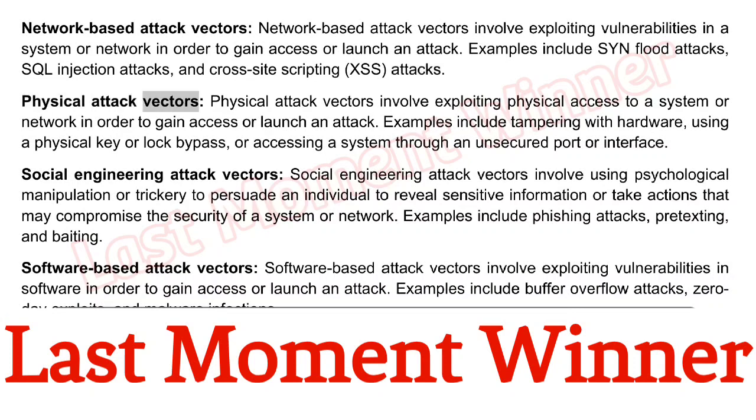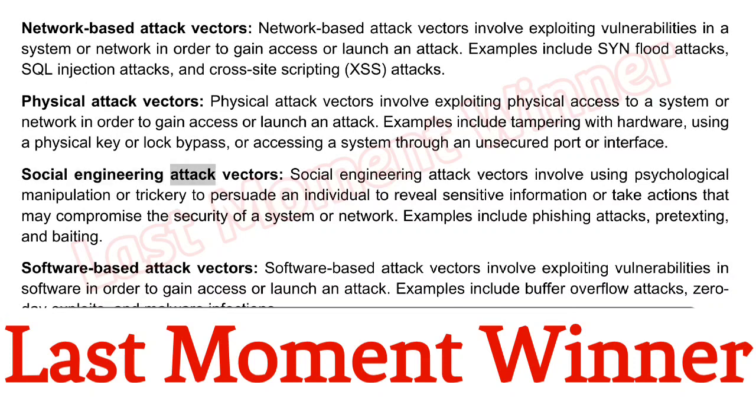Physical attack vectors. Physical attack vectors involve exploiting physical access to a system or network in order to gain access or launch an attack. Examples include tampering with hardware, using a physical key or lock bypass, or accessing a system through an unsecured port or interface.